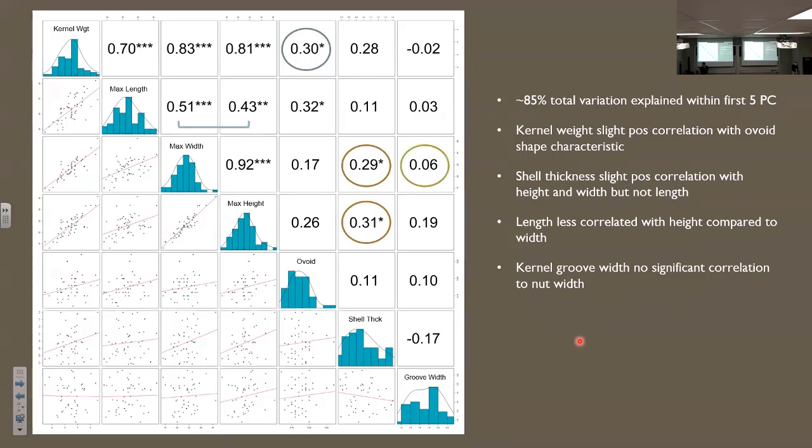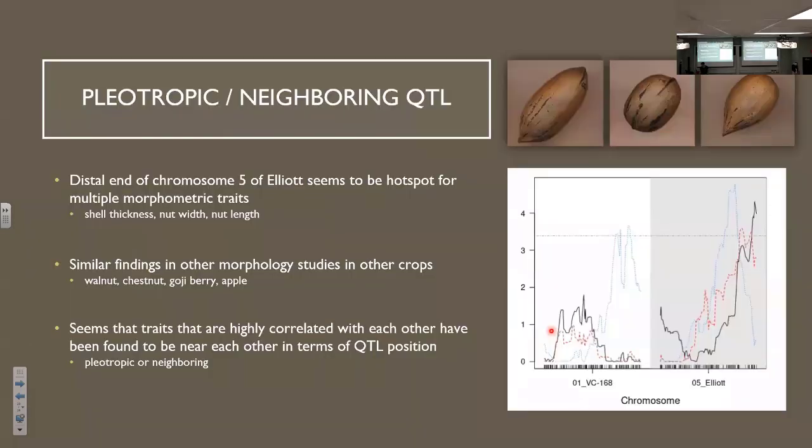And then lastly, as I mentioned, being suspicious of that coronal groove width relating to nut width overall, but as we see here, there's actually not really any relationship pertaining to that. And so that did lead me to believe that this is a true phenotype that we're seeing.